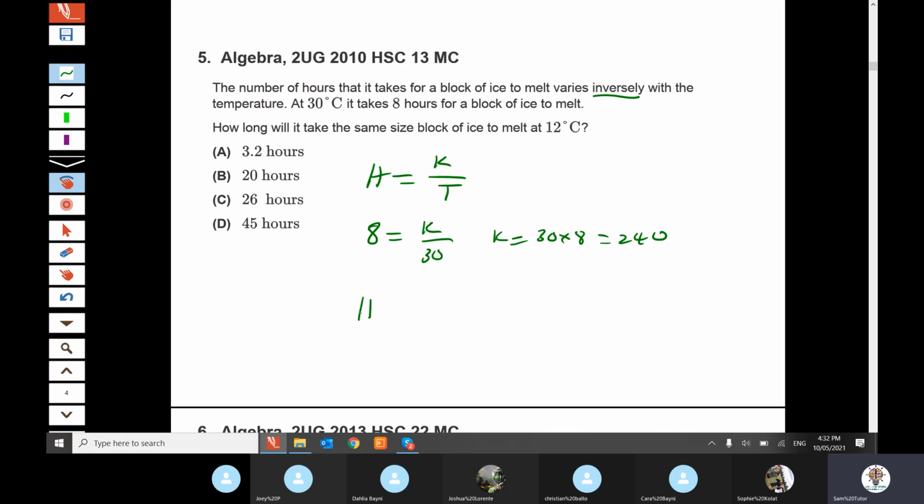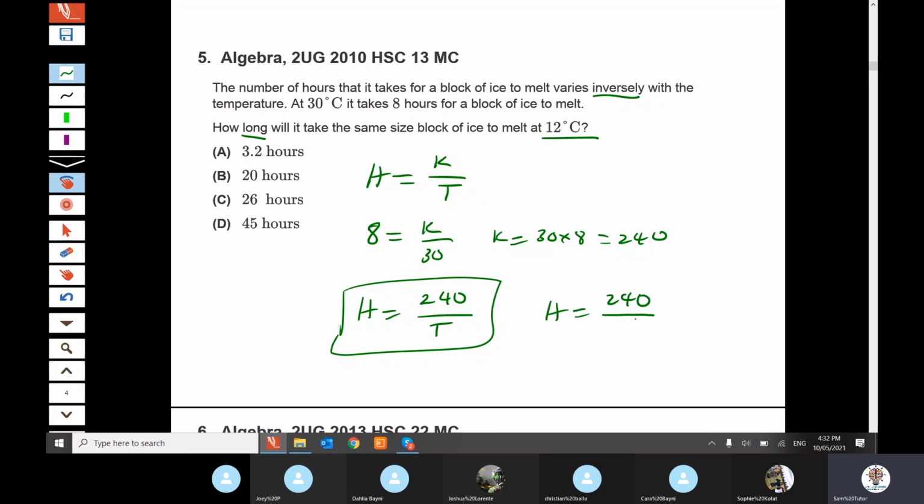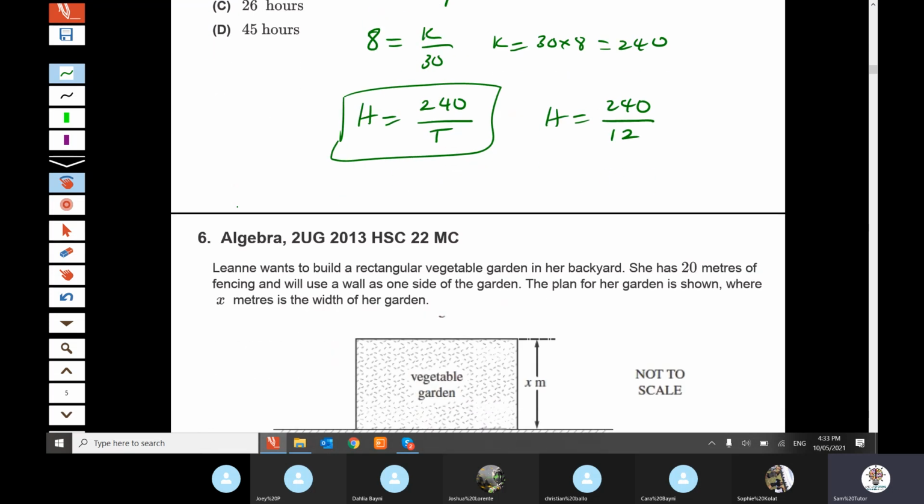I did it before. H equals 240 on T. That's your new equation. And of course, it says how long will it take for the same size block of ice to melt at 12 degrees? H equals 240 over 12, which equals 20 hours. Does that make sense? Looks familiar to you, especially number 6.